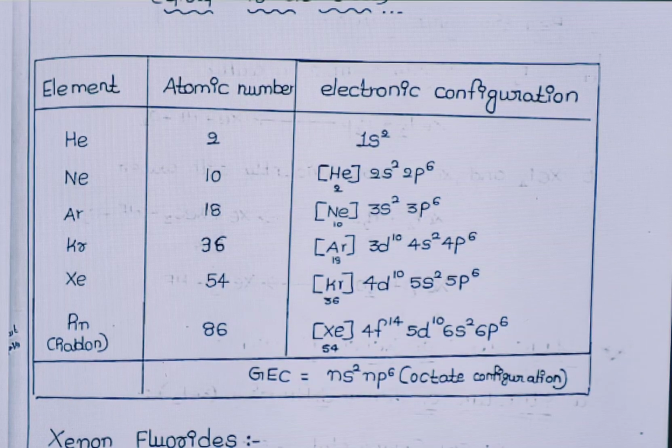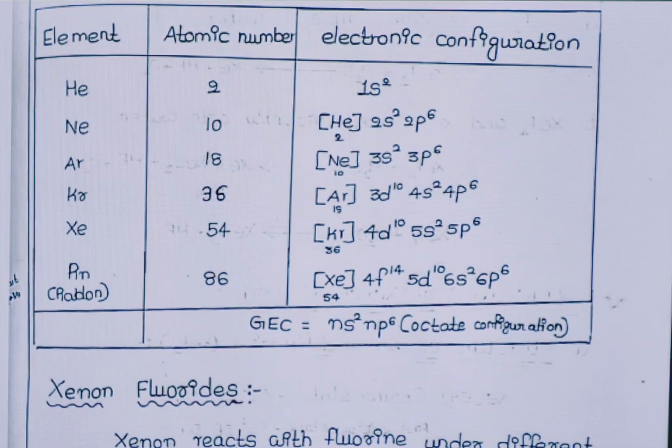Here: elements, atomic number, electronic configuration. As we all know, except helium, the remaining noble gases have an octet structure in their outermost electronic configuration. Helium is the only noble gas which doesn't have 8 electrons in the outermost shell. So helium is 2, 1s2; neon is 10, 2s2 2p6 in the outermost configuration; and argon, krypton, xenon, radon.